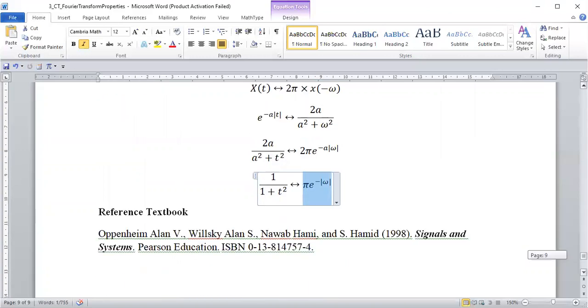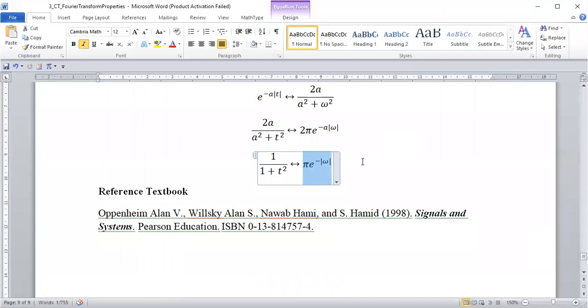this form. So in the next class, we'll talk about the Fourier series in the discrete time domain. Then we go into the Fourier transform in the discrete time domain.